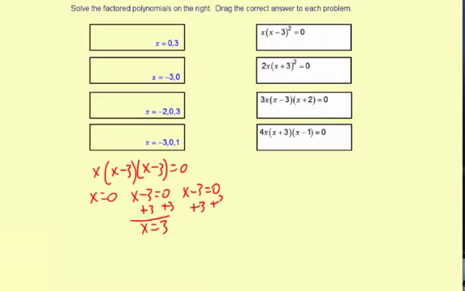So look what you get for answers. You get 0, 3, and 3. This is what's called a repeated 0, when you have a 3 and a 3. And you really only need to write it once. So the way you would write your answer is x equals 0, 3, like that.